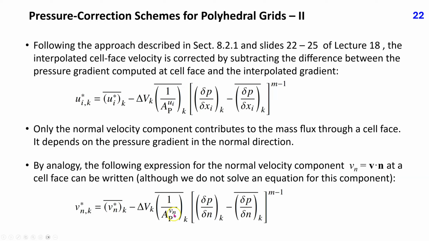From the pressure gradient at the cell centers, one can compute the interpolated gradient in the normal direction. What remains is an approximation for the pressure derivative in the direction normal to the cell face at its center. To this end, we can apply the same approach described in slides 15 and 16 for diffusion fluxes.